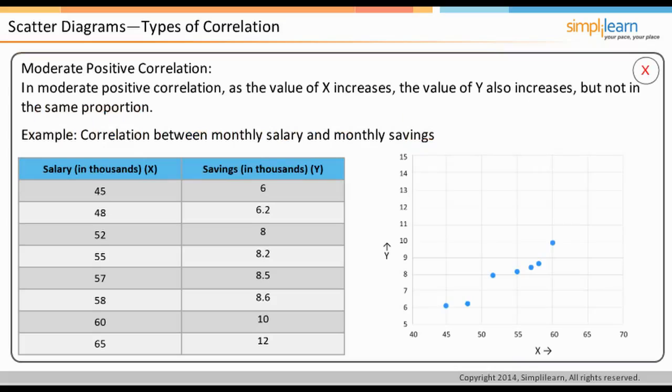In this type of correlation, as the value of the x variable increases, the value of y also increases, but not in the same proportion. To demonstrate this, the following example is presented. The increase in savings for increase in salary is shown in the table. As you can notice in the scatter diagram, the points are not linear. Although the value of y increases with increase in the value of x, the increase is not proportional.